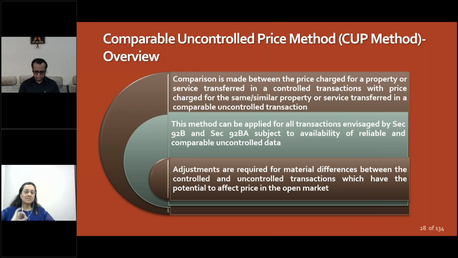If you are going to compare sale of basmati rice, it must be sale of basmati rice. Within basmati rice also, there can be many grades of basmati rice. It must be the same grade of basmati rice. So therefore, CUP requires absolutely strict comparability, and adjustments must be made only for those things which can actually be adjusted, and not qualitative criteria.